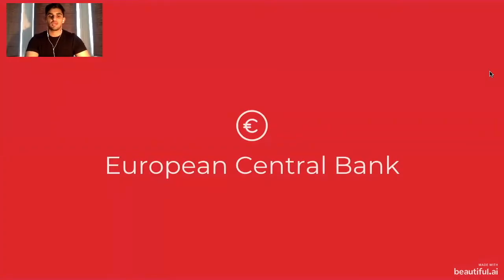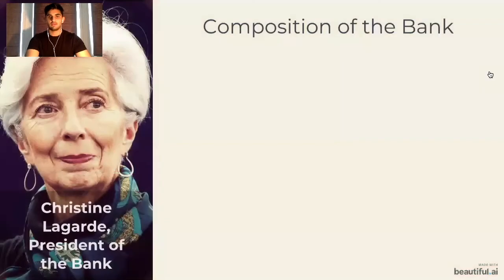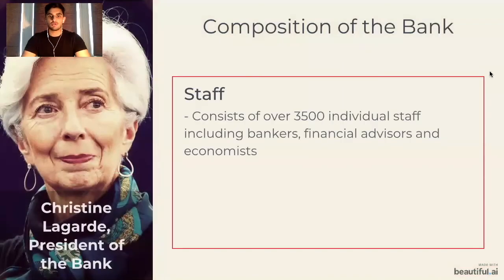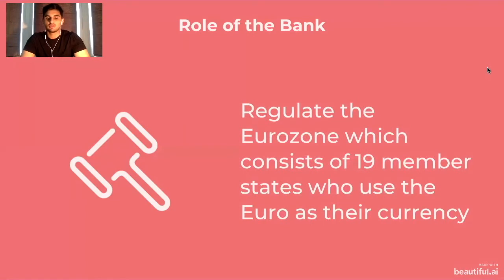Finally, you'll be glad to know we have the European Central Bank, and it's composed of staff. So not specifically any ministers who are appointed, but just a bunch of staff, and specifically 3,500 all across Europe, including bankers and advisors and economists. And that's Christine Lagarde. She is the president of the bank just now. And their role is to regulate the Eurozone, which consists of 19 member states who use the euro as their currency.